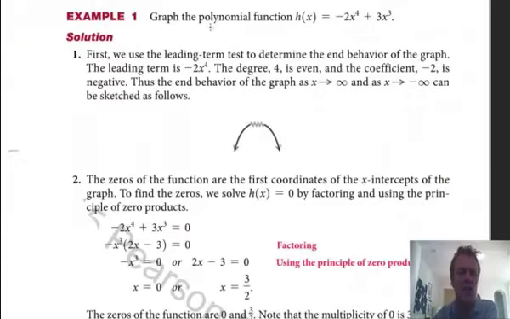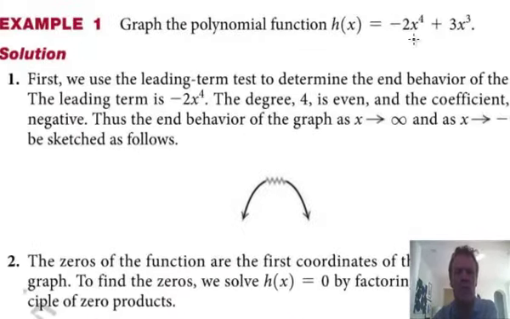So let's put everything together. Graph the polynomial function negative 2x to the fourth plus 3x cubed. First of all, end behavior, the leading term test. It's a negative x to the fourth, hence it falls to the right and falls to the left. So it's going to look like that. What happens in between? We don't know.